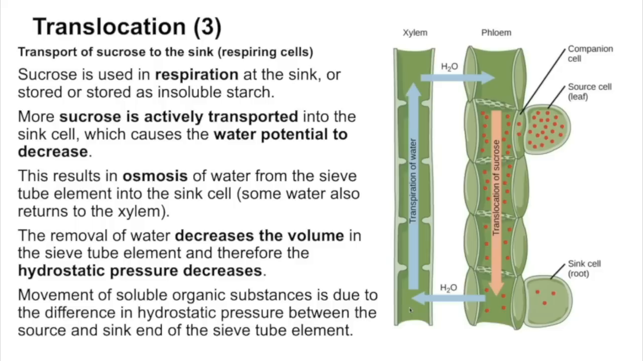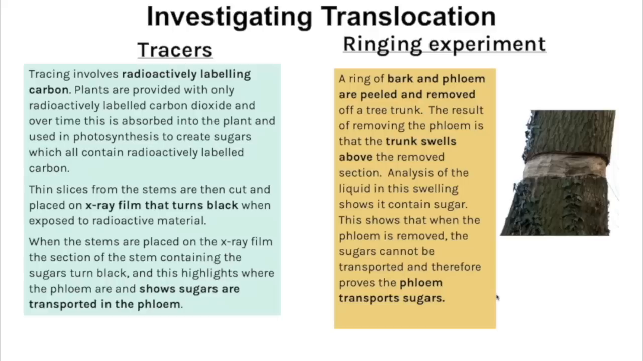So the movement of soluble organic substances is due to the difference in the hydrostatic pressure between the source and the sink end of the sieve tube element. Now you could be asked about two particular investigations that prove translocation. The first one is called tracers, and this is where we have tracing involving radioactively labelling carbon.